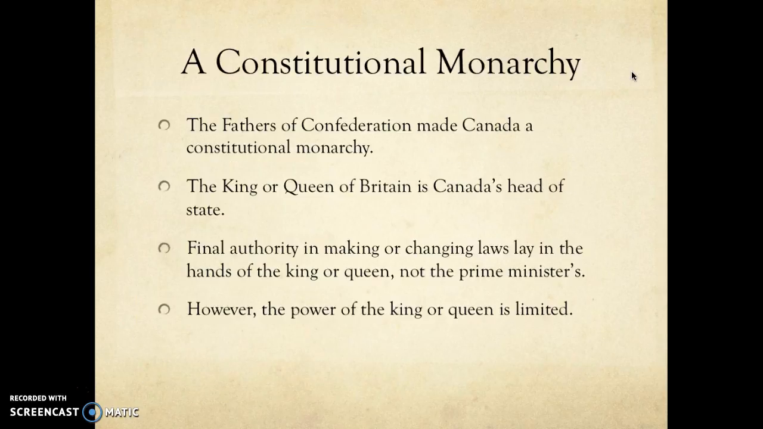A constitutional monarchy. The Fathers of Confederation made Canada a constitutional monarchy. The King or Queen of Britain is Canada's head of state. Final authority in making or changing laws lay in the hands of the King or Queen, not the Prime Ministers. However, the power of the King or Queen is limited. The power of the King or Queen is limited by the rules established by British tradition and the Canadian Constitution.